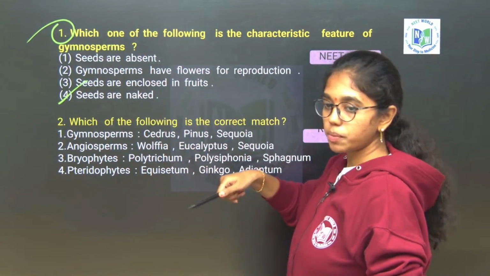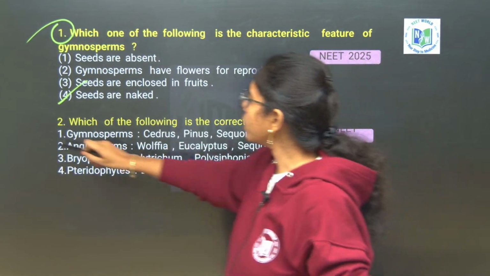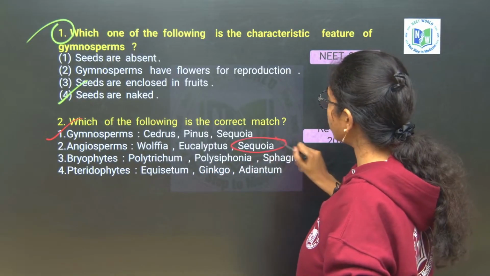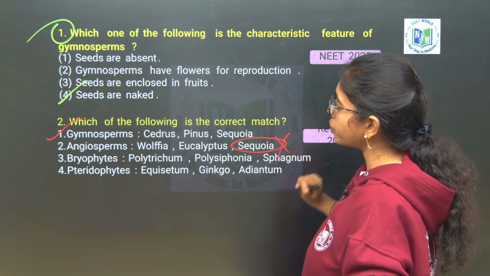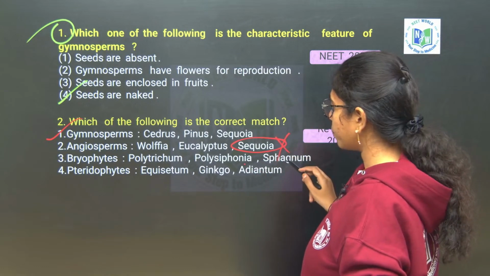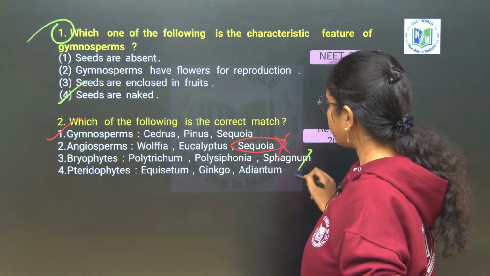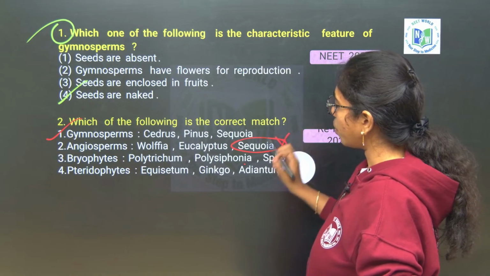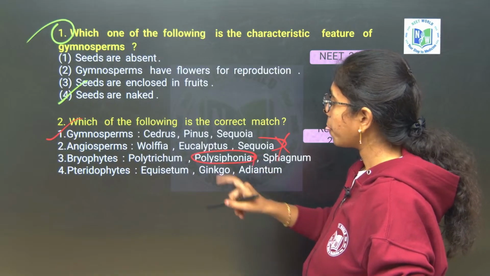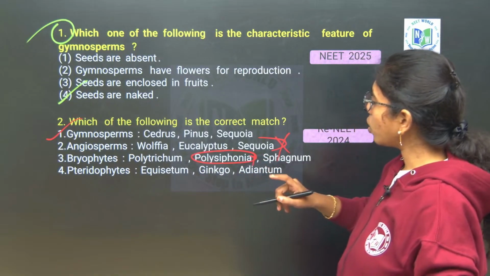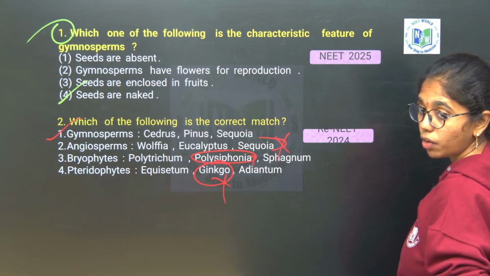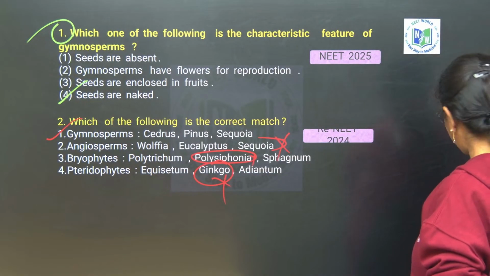Second question, which option? First option. Good. Gymnosperms include Cycas, Pinus and Sequoia. Angiosperm doesn't include Sequoia. This comes under gymnosperms. Bryophytes: Polytrichum, Polysiphonia and Sphagnum? No. Polysiphonia is an algae. Which algae? Red algae. Pteridophytes: Equisetum, Ginkgo, Adiantum. Ginkgo is not a pteridophyte. It is a living fossil, comes under gymnosperms, right?